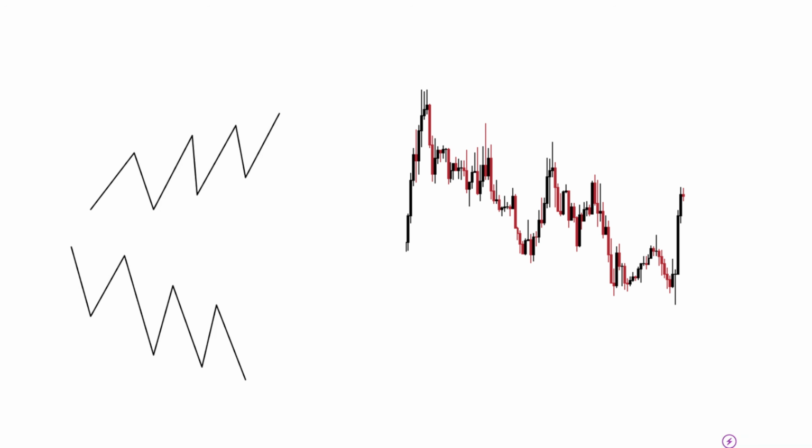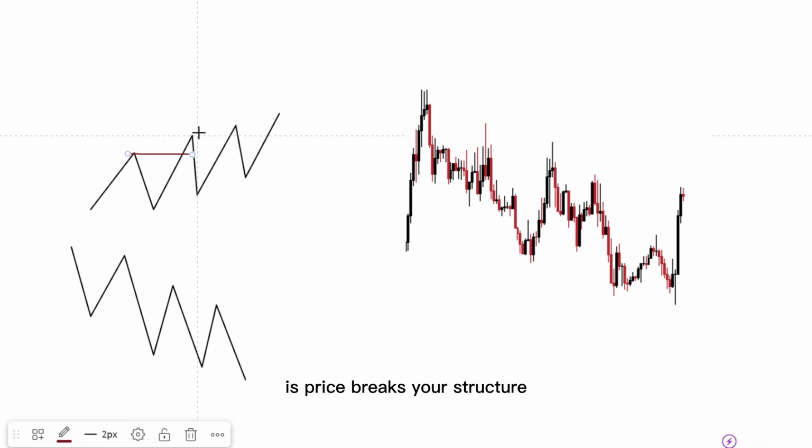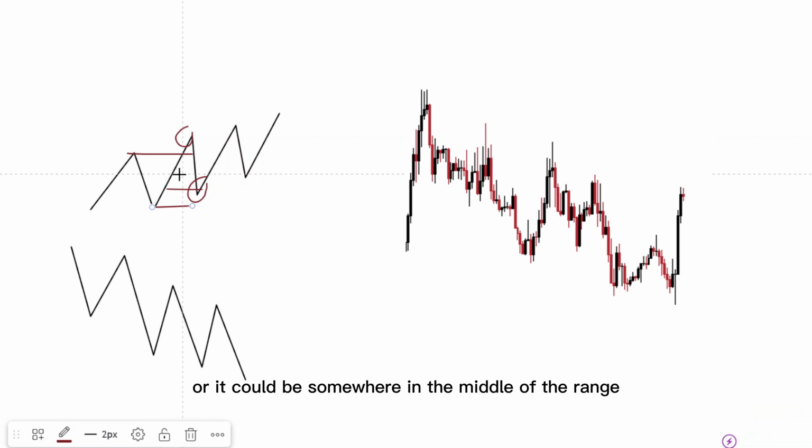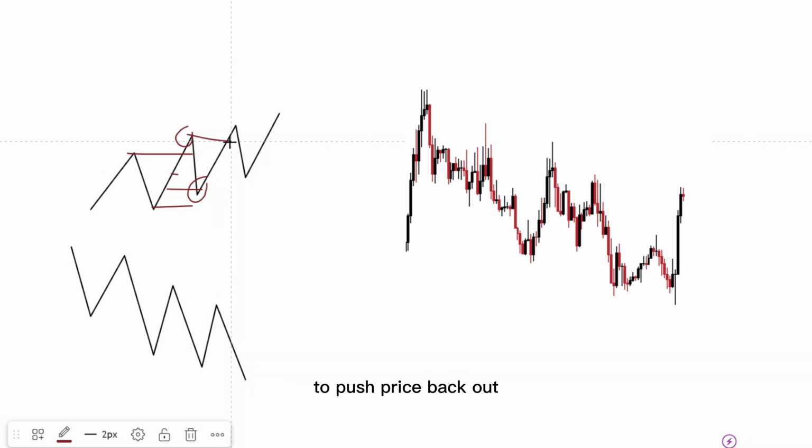Okay, here you have your supply and demand structure. So what it basically is: price breaks your structure, forms the peak, comes back inside of the range. Once it comes back inside of the range, it uses a supply or a demand level, which could be at an extreme or it could be somewhere in the middle of the range to push price back out.